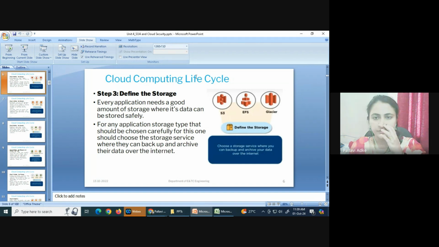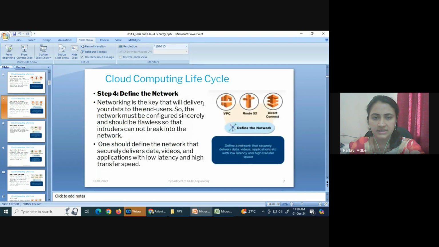So these are the different storage services provided by the cloud AWS. That is S3, EFS, and Glacier. Glacier, as the name itself indicates, is where large storage is available. S3 is your Simple Storage Service, that's why it is called the S3 model. Then EFS is there. So which type of storage do you want?